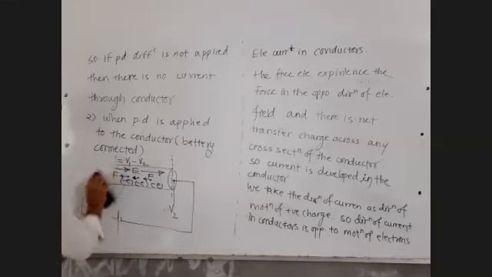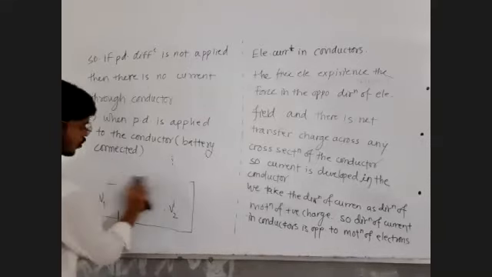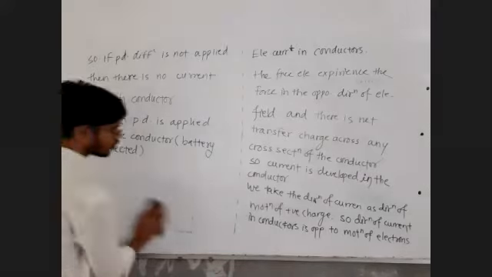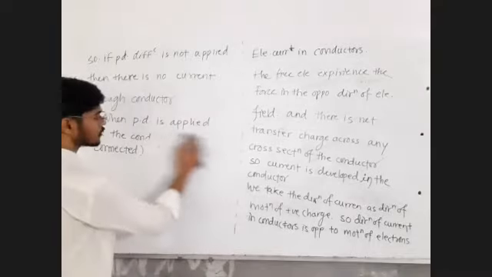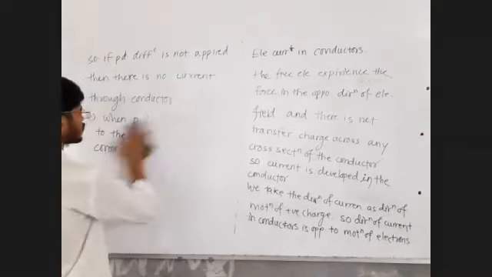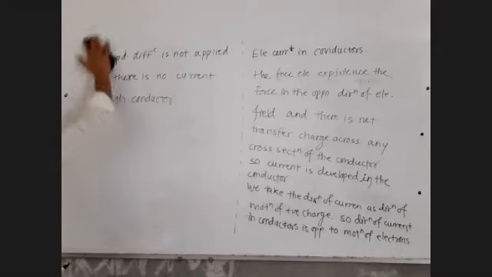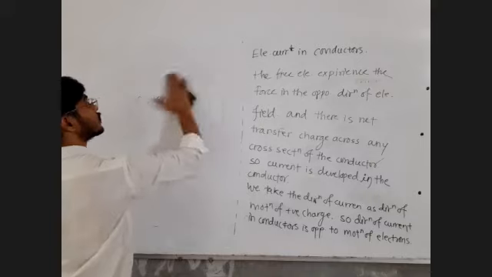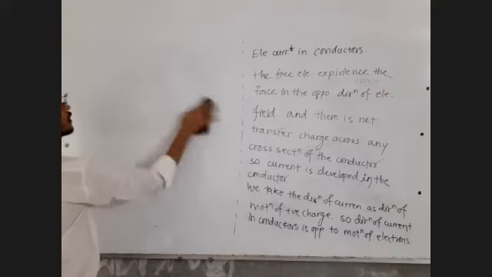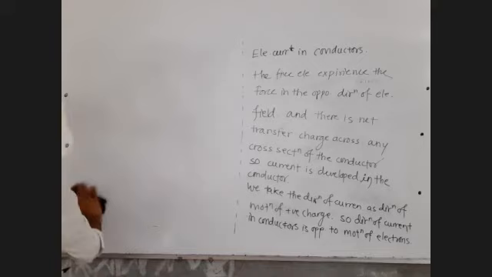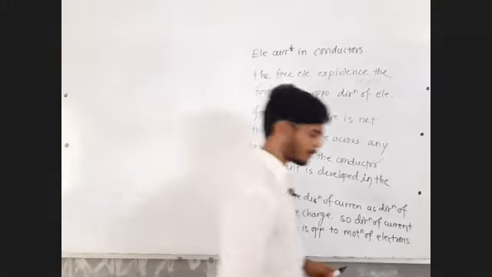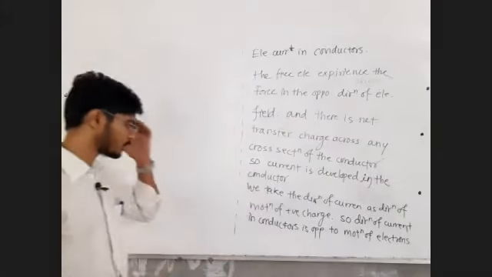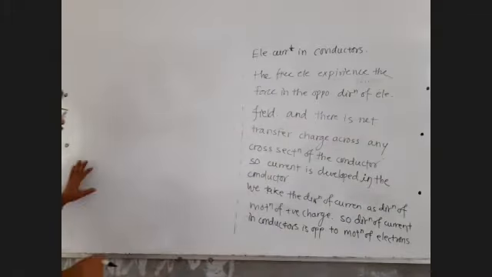So when there was no battery connected, there was no net velocity of electrons. Effectively it is random motion, so you can take the net velocity as 0. But when you connect a battery to the conductor, electrons are effectively moving in a particular direction, which is opposite to the direction of the electric field.